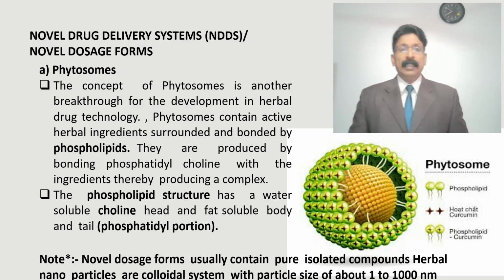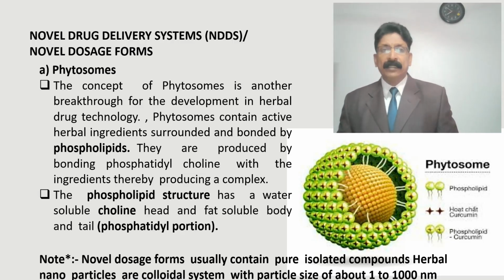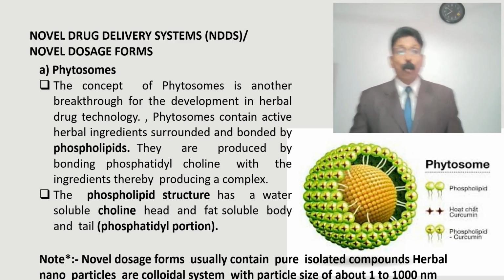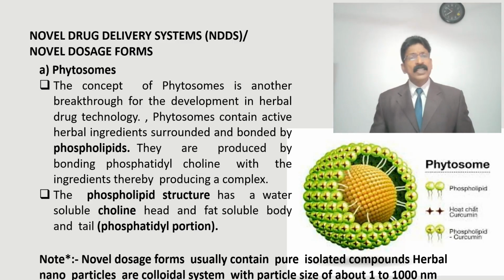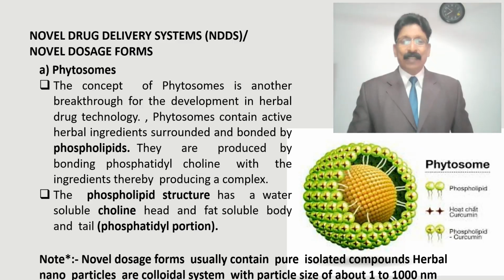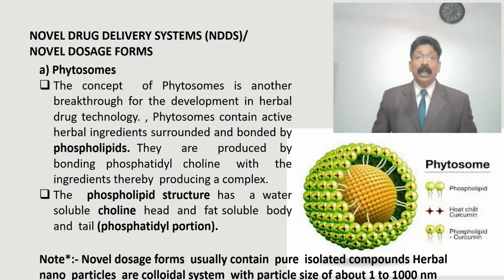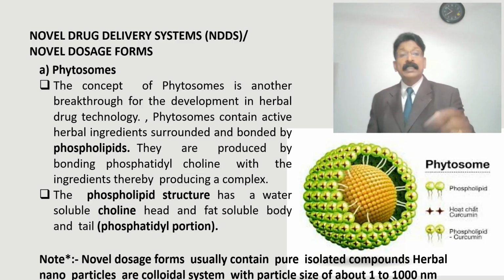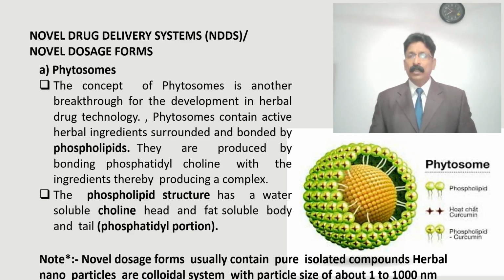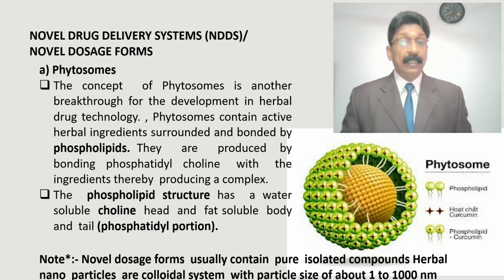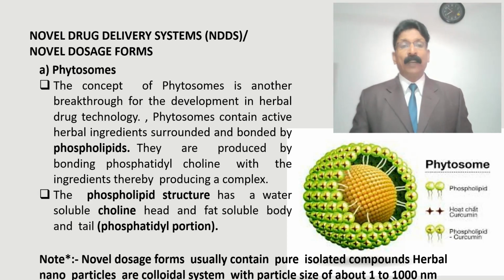The phospholipid structure has a water-soluble choline. The phospholipid structure has a water-soluble choline. This has to be remembered by the student. Phospholipids, choline, and phosphatidyl: if they remember these things, they can write the answer very clearly with the picture. The choline is present in the head, and the fat-soluble phosphatidyl is present in the body and the tail. Very simple: choline is water-soluble and is present in the head, and the fat-soluble part is present in the body and the tail, that is the phosphatidyl portion.